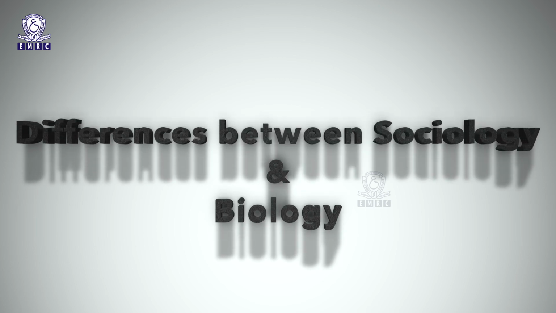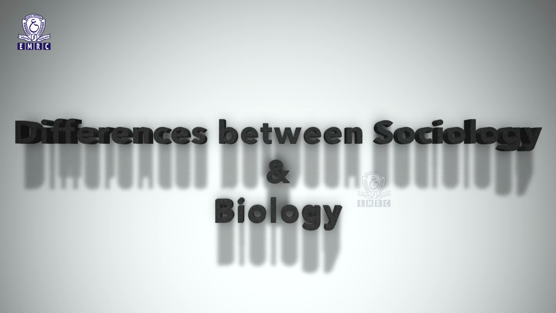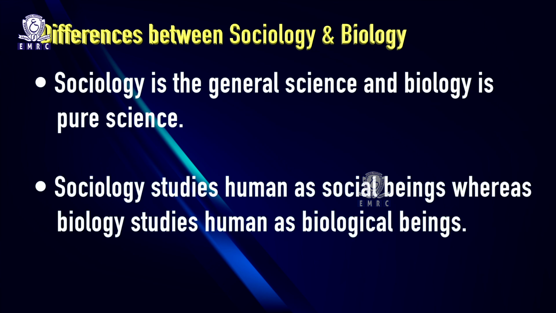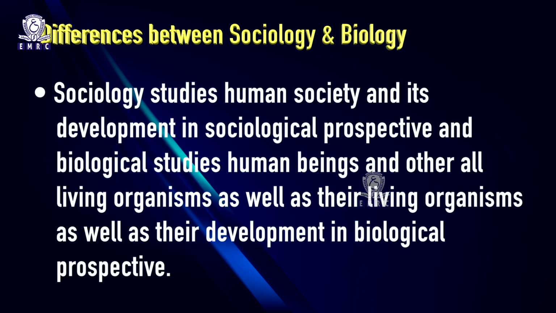Now, we will discuss the difference between sociology and biology. Sociology is a general science and biology is a pure science. Sociology studies humans as social beings, whereas biology studies humans as biological beings. Sociology studies human society and its development in a sociological perspective, and biology studies human beings and other living organisms as well as their development in a biological perspective.